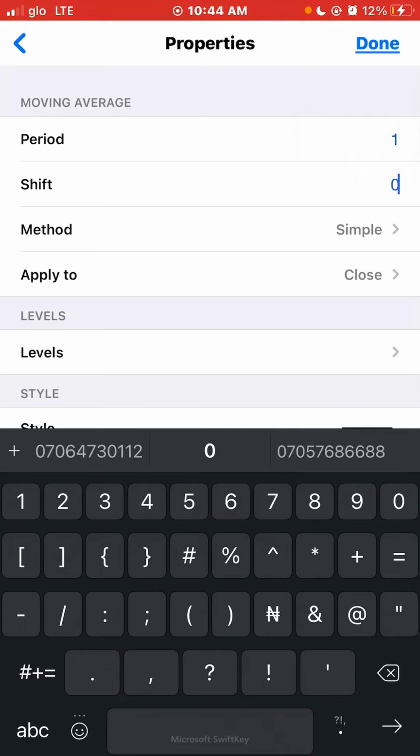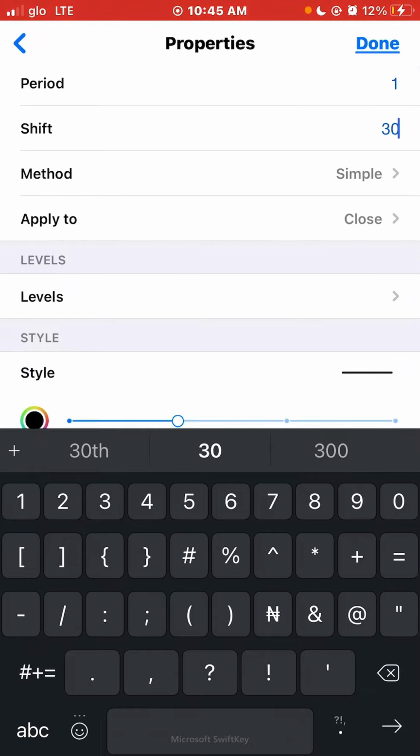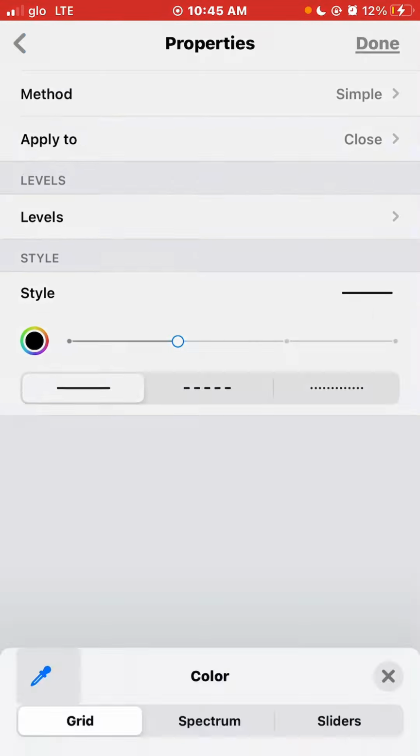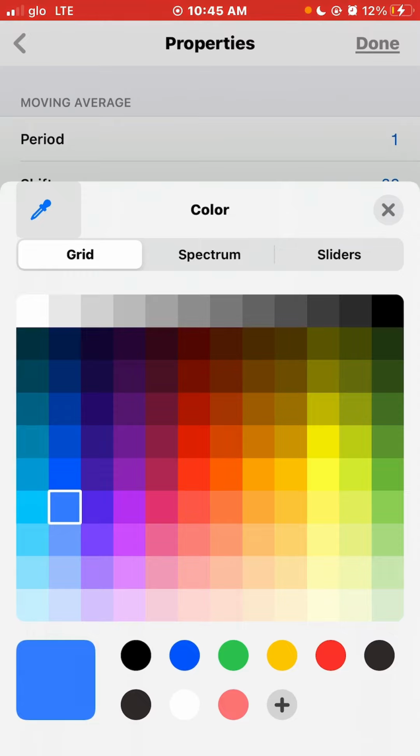Then the shift is 30. Okay, shift is 30. Then the method is simple. Apply to close. Then the color has to be blue, or you can use the color that suits you, but I want to use blue.